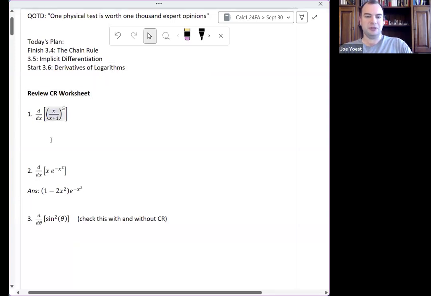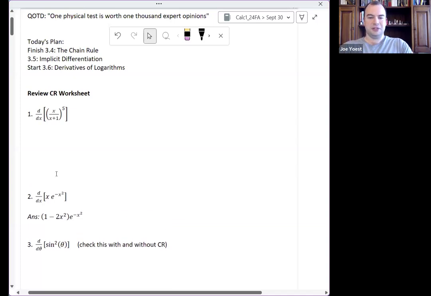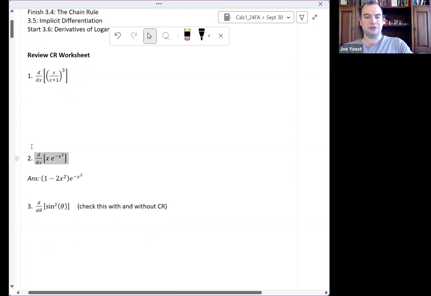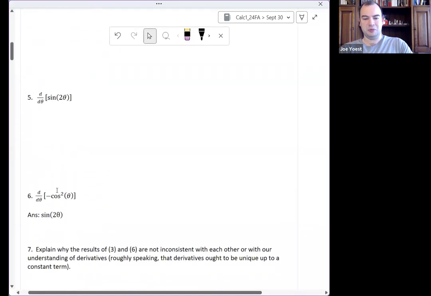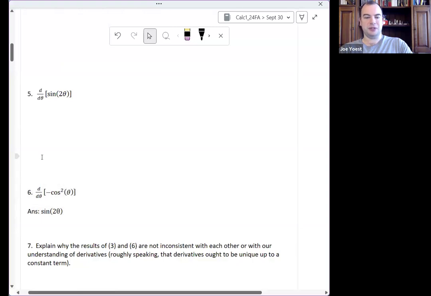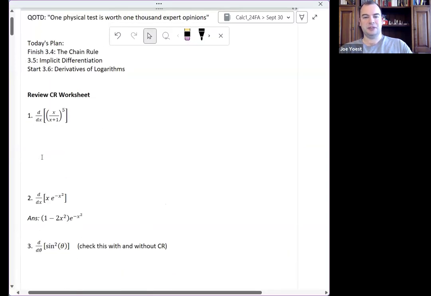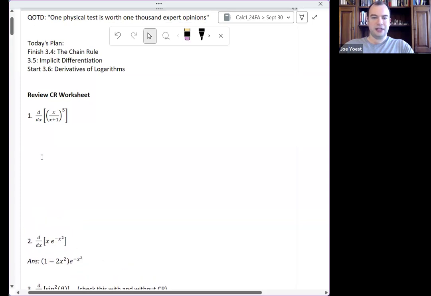Okay, so let's review the chain rule worksheet. I'm not going to go through every one of these. Like, for instance, this derivative I'll leave. I just gave the answer here, and the same with number 6, but we'll go through the other 5. Okay, I've had a couple of questions about the chain rule, or sorry, the quotient rule. So let's actually do this problem, which uses the quotient rule.